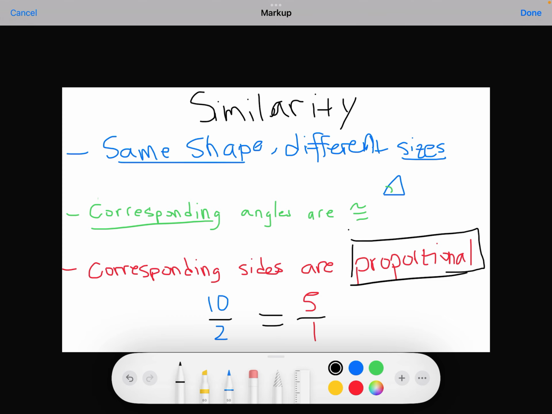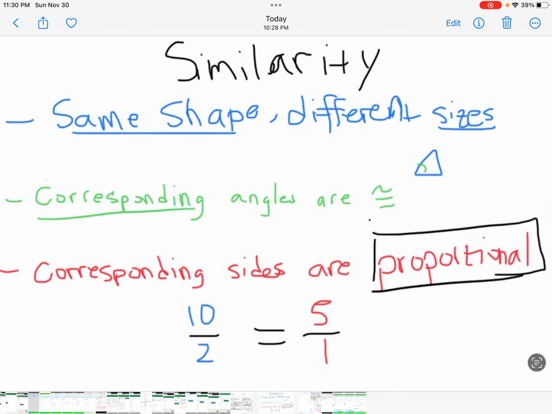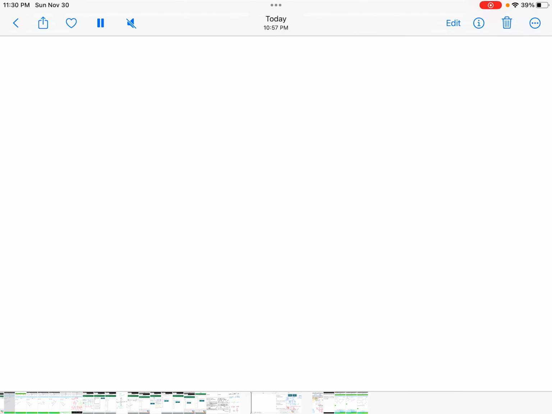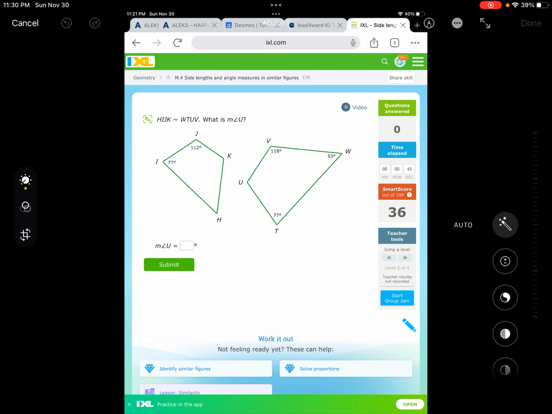So if that didn't make that much sense to you, don't worry. Once we do problems, it should make more sense, but that's really the whole lesson. Can you spot if something is similar because it's the same shape but a different size? And then once you know they're similar, can you take advantage of the fact that the angles are the same and that the sides are proportional? So let me show you how we're going to do that. So let's move on from this. Let's go to some example problems here.